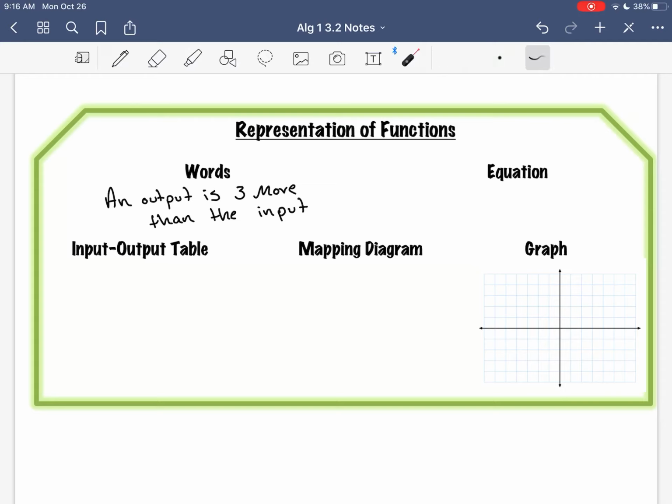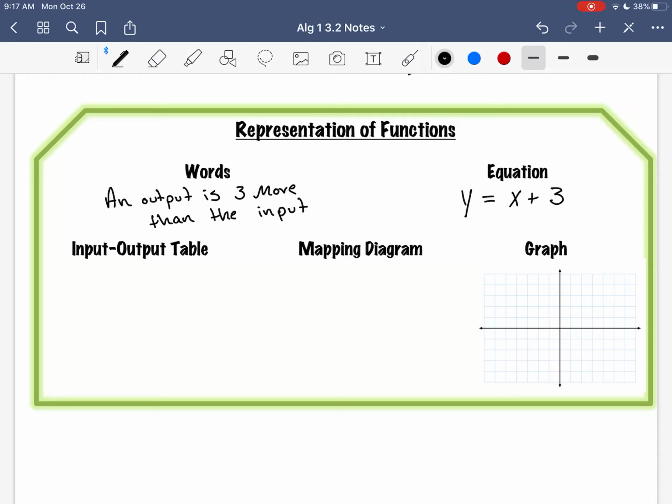So here we say we have an output. Well, our output is predominantly y. Then there is an equal sign, and then we want 3 more than the input. So we want to take the input and add 3. So there we have the output. This is just telling us the output is 3 more than the input. So there we have two ways. We could use words, we could do it as an equation, and we could do an input-output table.